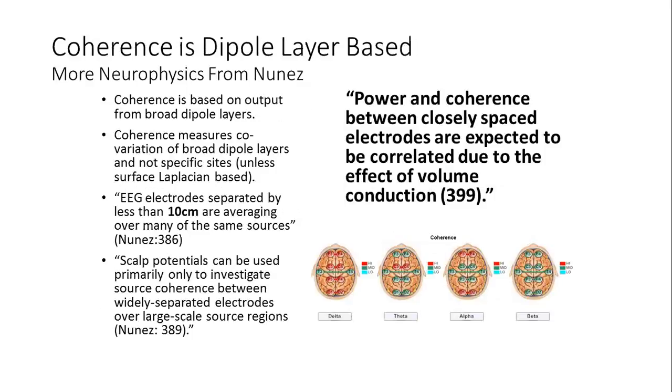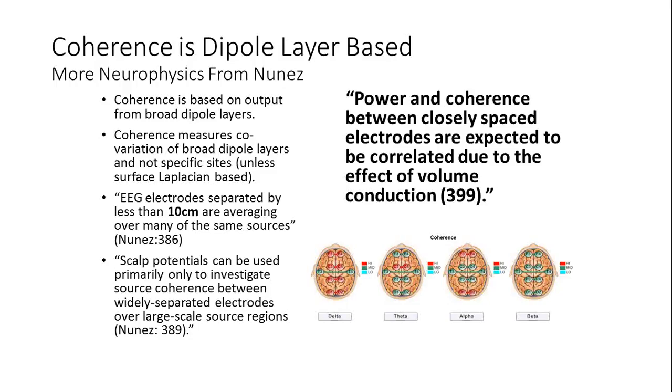Coherence is dipole layer based. Coherence is based on the output from broad dipole layers. So it's large groups of neurons. You hear us saying, well, you have to have 60 million neurons in order to capture a signal at the scalp that are kind of working together at the same time. So you're collecting information when you're looking at coherence on the maps that we do, any of the databases for that fact, of large dipole layers. You're not getting really communication between very small areas of the brain, but you're getting between large dipole layers.